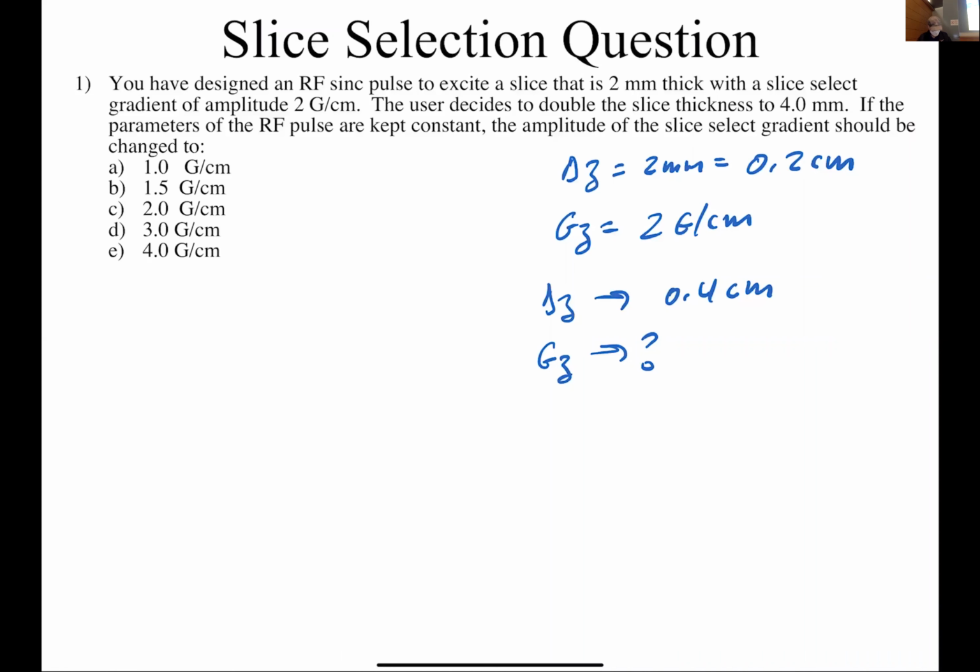1, 2, 3. Great. So A seems like it's the right answer, and in fact, most people voted for A on mine too. So yeah, pretty straightforward, right? We know that bandwidth is the same, because we haven't changed the sinc pulse. So it's gamma over 2 pi times G_z times delta z. So delta z went up by a factor of 2, right? So therefore, G_z must go down by a factor of 2 to keep the bandwidth the same. All right? So that's fairly straightforward. Okay, great. So everyone did well on that.